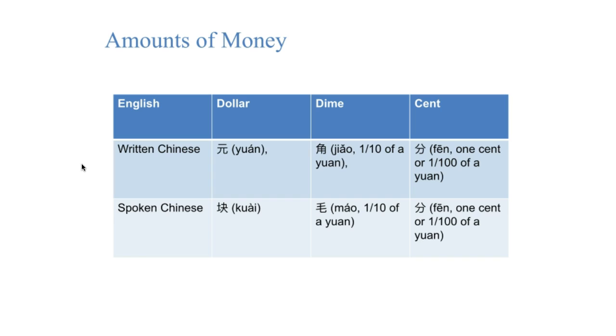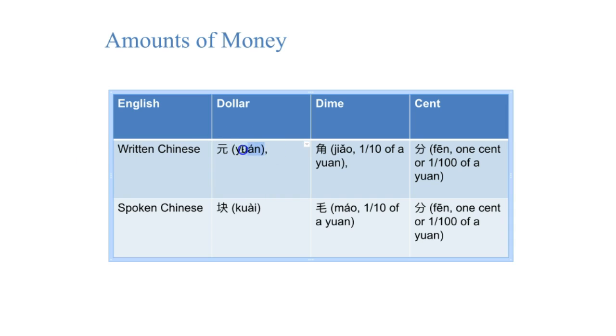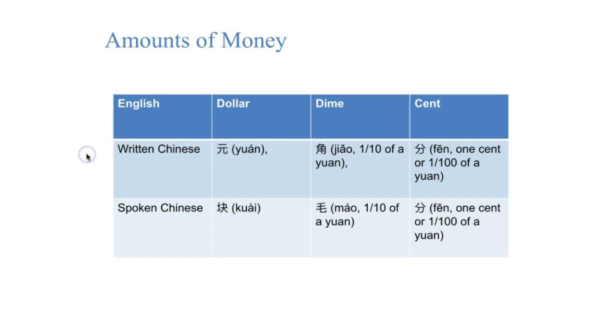In English we can say this is 1 Federal Reserve note. In Chinese the equivalent would be yuan. So instead of saying $1, I would say 一元. That would be yuan, which is the technical term for a Chinese dollar, Chinese currency. Same thing for dime and cent. Instead of saying mao and fen, I would say jiao and fen.